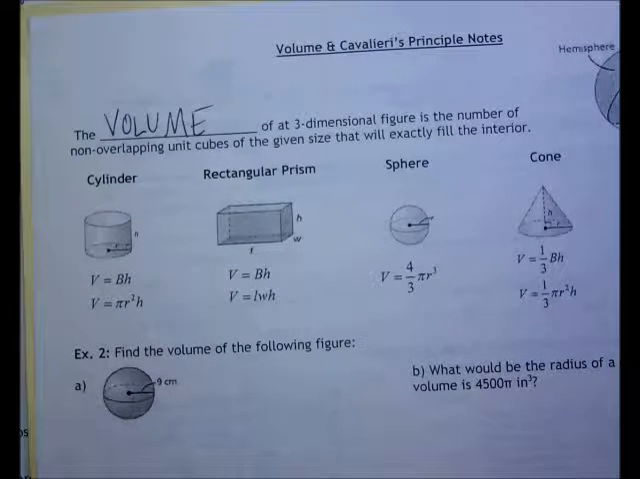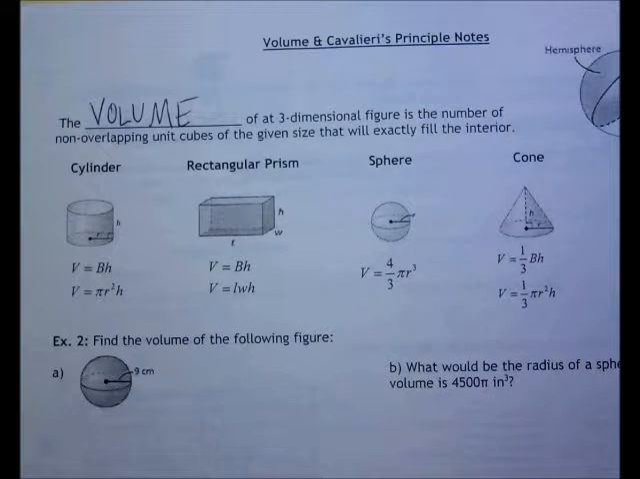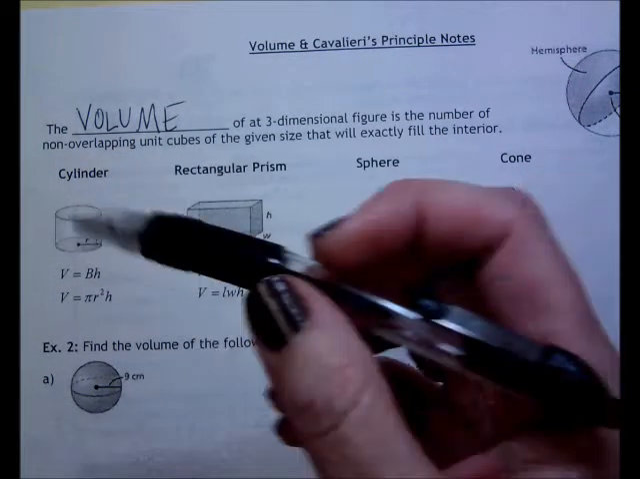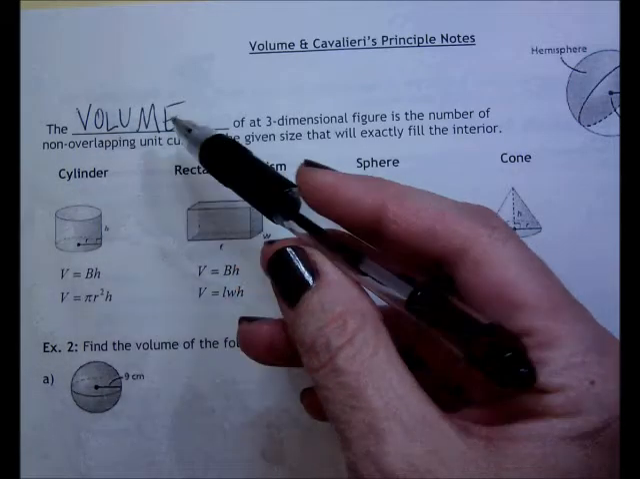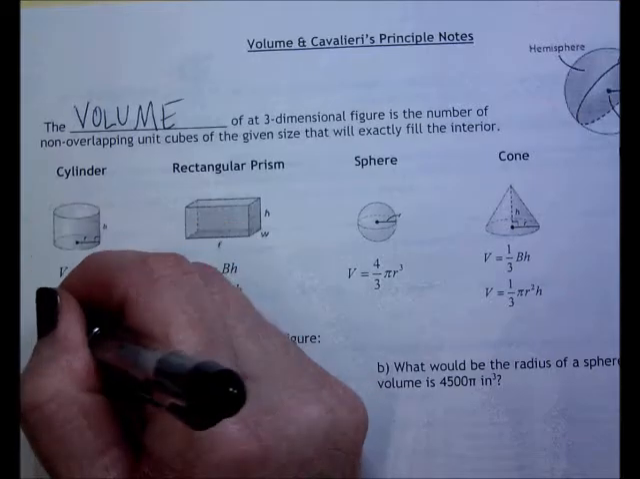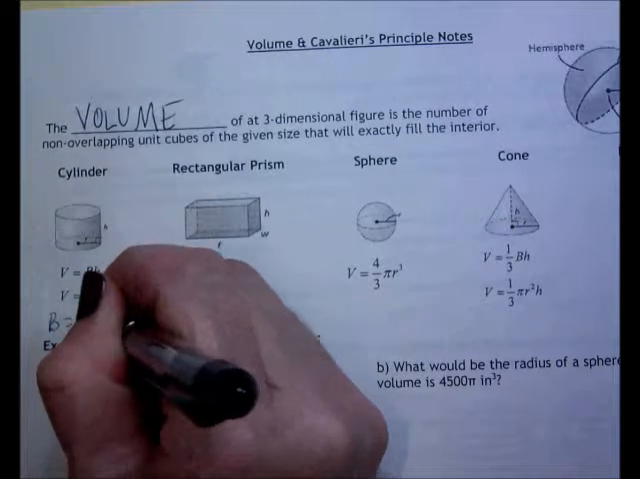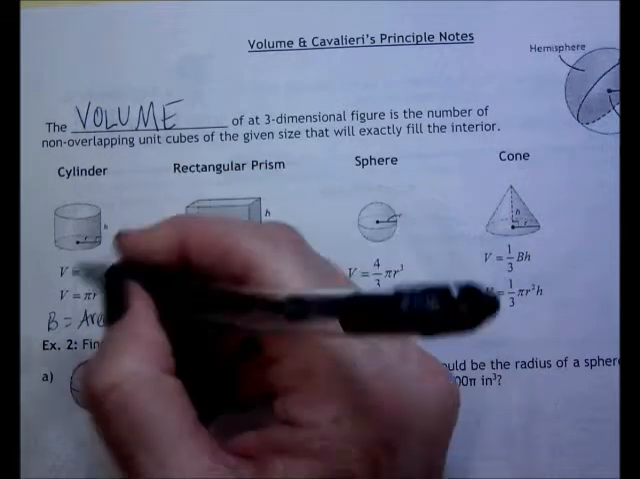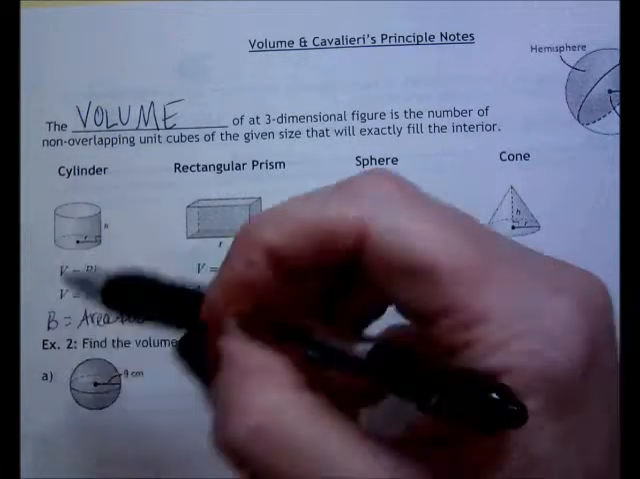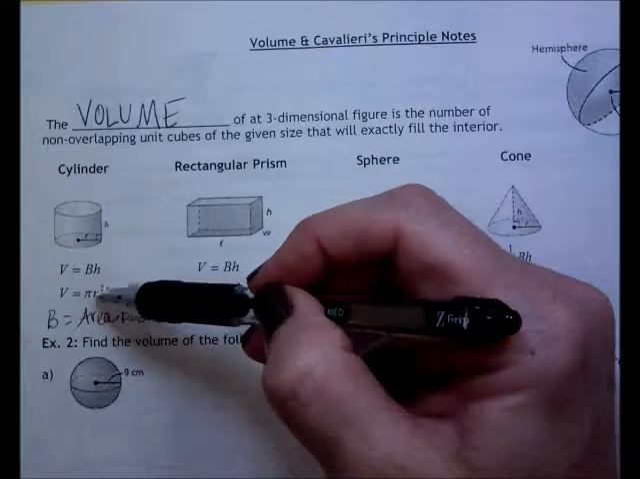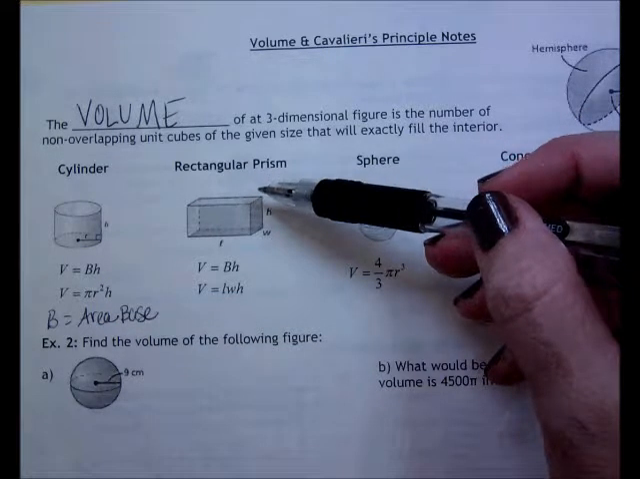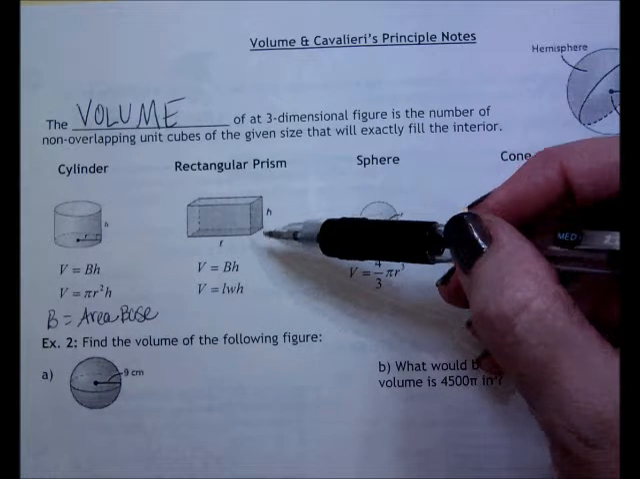So we went over some formulas, and there are 5 in particular, and you have the sheet in front of you. The formula for the volume of a cylinder is the area of the base, B, which in this case is a circle, times the height. So pi r squared times h. The next one is the rectangular prism, and we just have this in here in case you may need it.